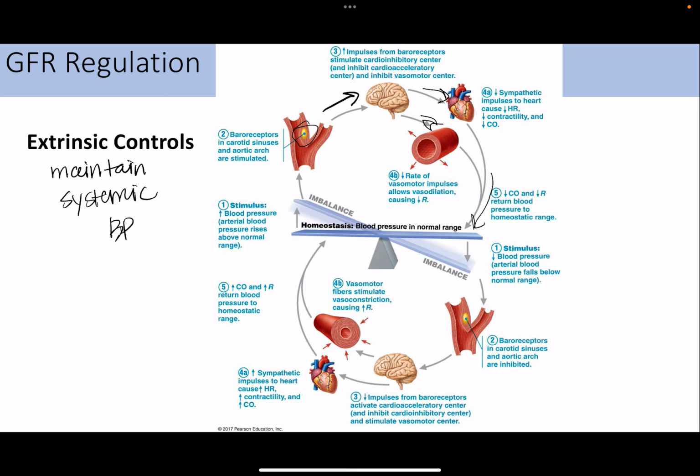Again, if our blood pressure is too low, those same baroreceptors will detect it, send messages to our brain to then constrict our blood vessels and increase our cardiac output in order to bring that blood pressure back up. So that's review. Make sure that you go over that again to remind yourself of the steps, because it pertains to here as well.